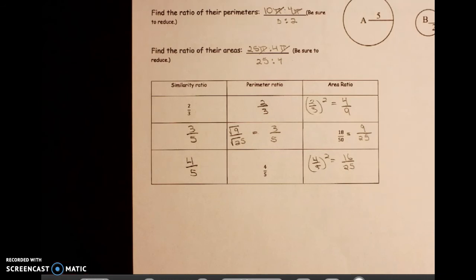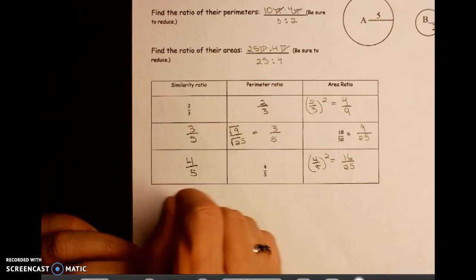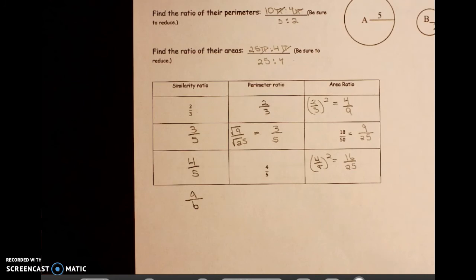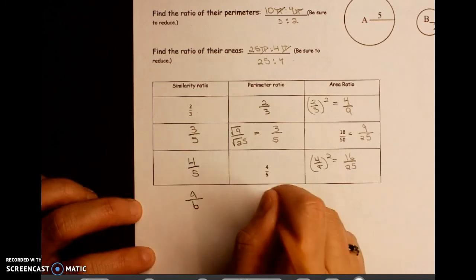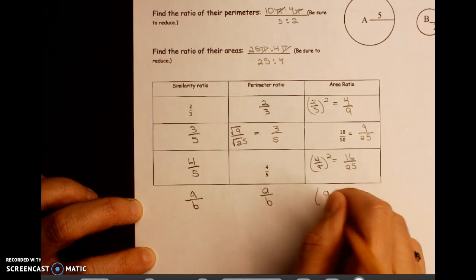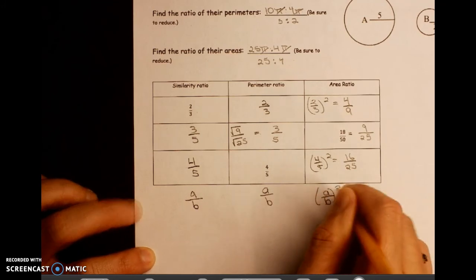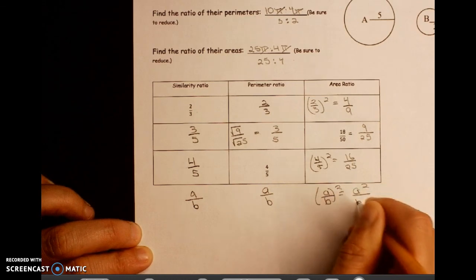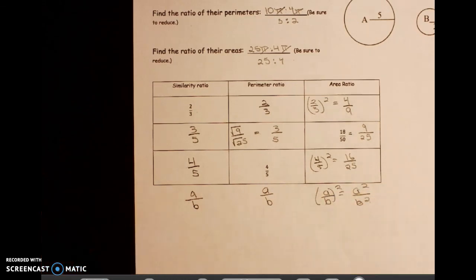Let's take it one step further and let's write it in general terms. If the similarity ratio is A over B, so meaning any value over any value, their perimeter ratio is going to stay the same, and the area ratio is A over B squared, which you also can look at as A squared over B squared.